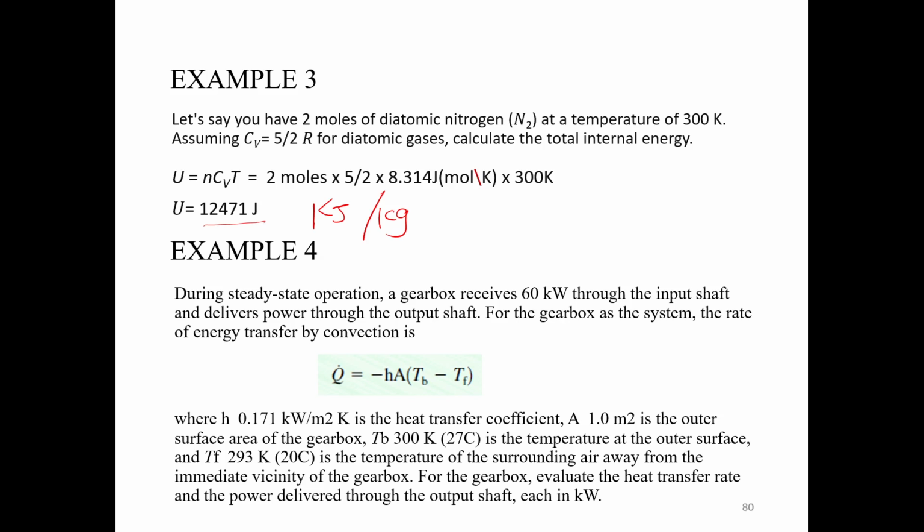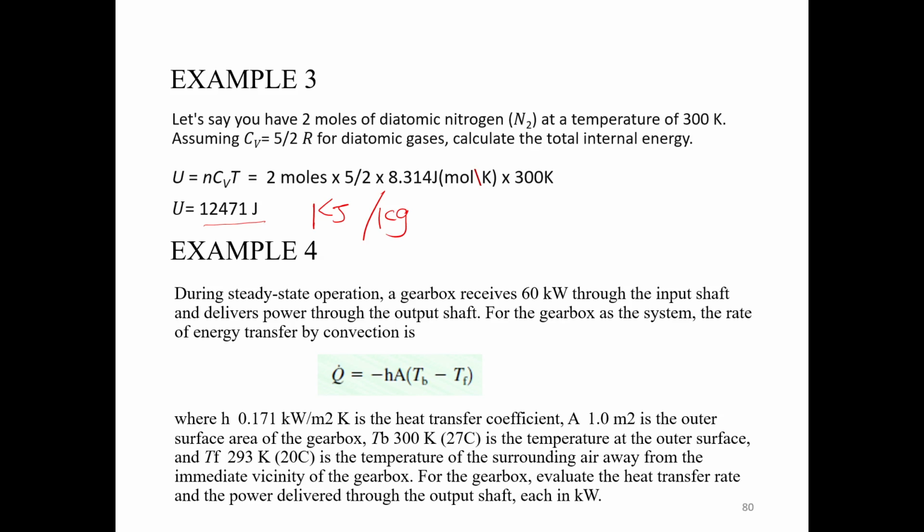Then there's another example, example number 4, and I'm not going to do it here. It's basically a heat transfer question. What I want you to do is try to work on this one.